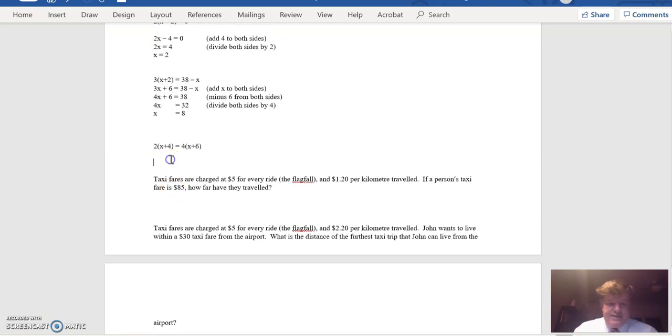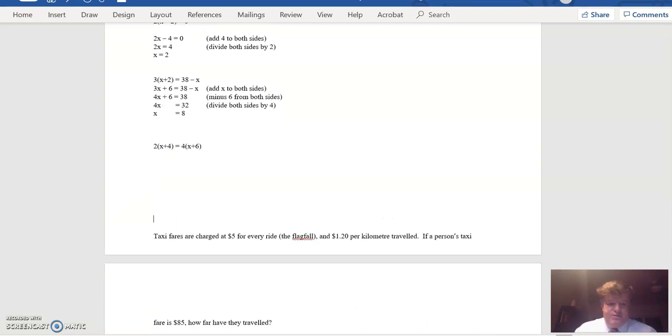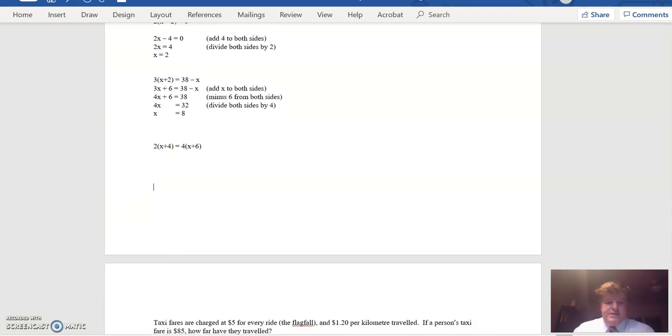And we're on to the last few of these questions now. Next one is a little bit similar, except we've got to expand on both sides, so let's just quietly go through that. 2 times x is 2x, plus 2 times 4 is 8. That equals 4 times x, which is 4x, plus 4 times 6, which is 24.